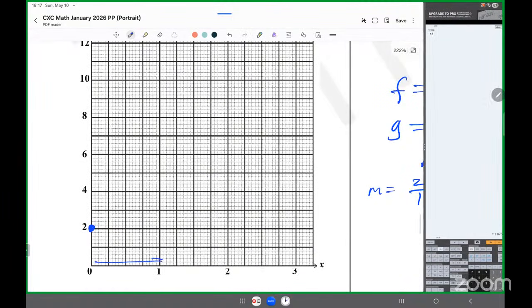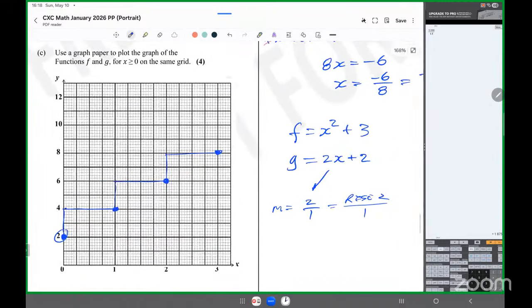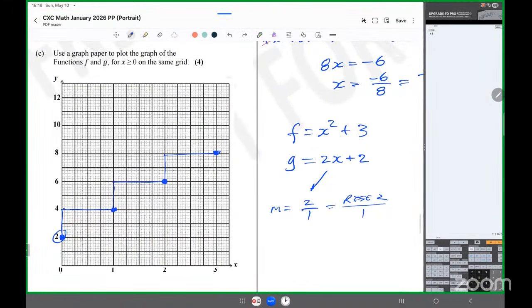If we rise 2 from here, you're going to come up to 4. Run 1, you come all the way over to here, so that's a point on the graph. Rise 2 again, you come up to 6. Run another one, that's another point on the line. Rise 2 again, you come up to 8. Run 1, you reach over to 3, so those are the points on the g function, which is that straight line.